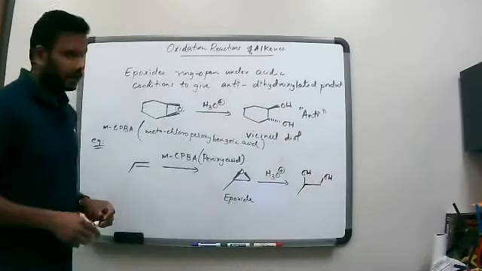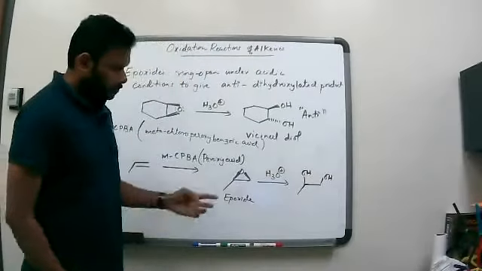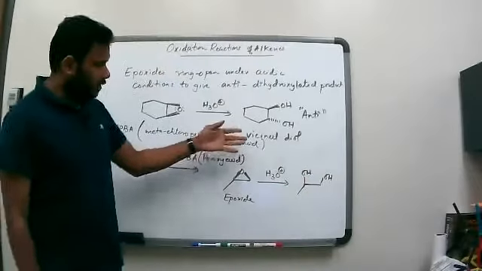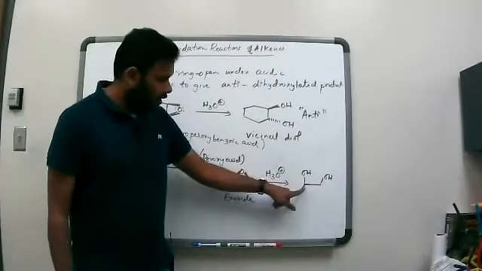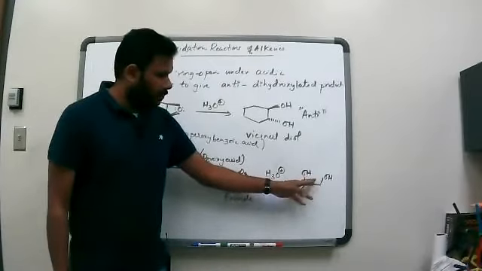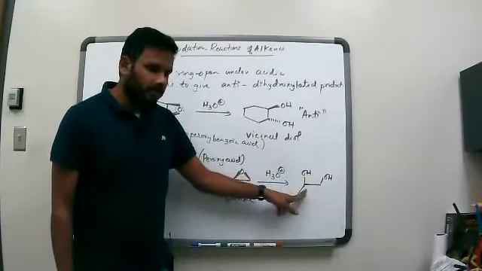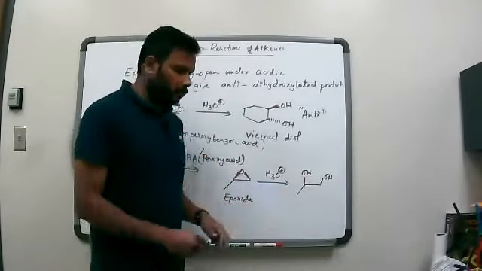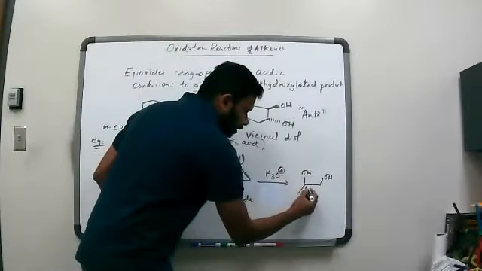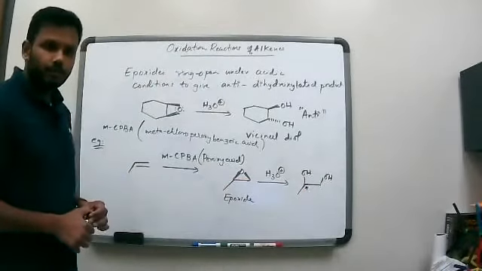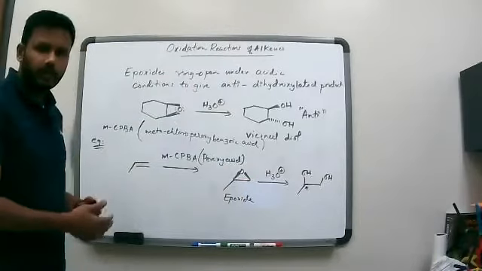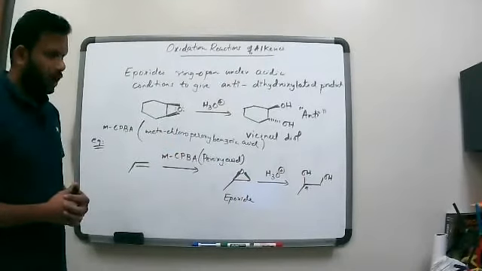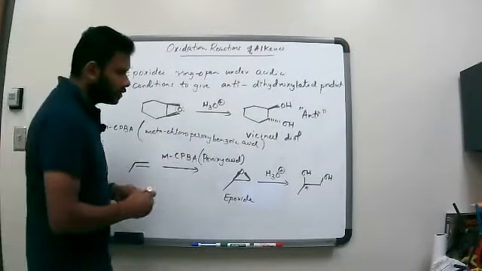Now in this particular case, I've drawn it as syn, but it is actually anti when it's formed. It doesn't matter here because there is only one chiral center in the molecule, so the syn and the anti don't really matter. If there were 2 chiral centers, then it would be important. But that would be our anti-dihydroxylated product.